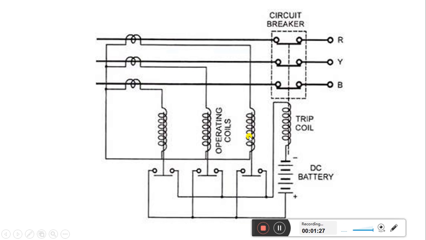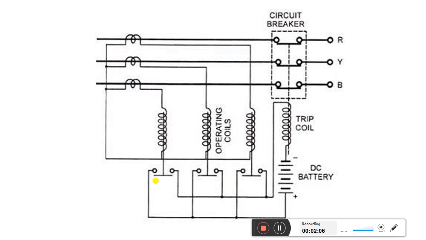These are the operating coils, and all the three operating coils are connected with the plunger, where this plunger is connected with the operating contacts mechanism, which closes or opens these contacts. Now there is a trip coil. This trip coil is connected with the DC battery. So this DC battery gives the supply to this trip coil, and the other end is connected to this common circuit.